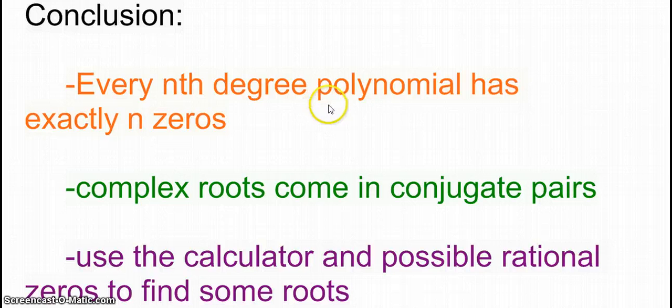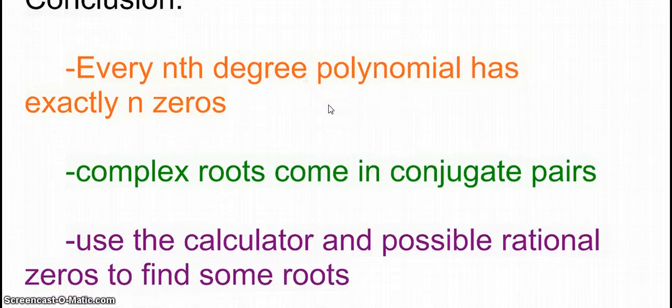Okay, so every nth degree polynomial has exactly n zeros. Fundamental theorem of algebra, essentially. Complex roots come in conjugate pairs. Use the calculator and possible rational zeros to find some roots and then do synthetic division if it doesn't factor.